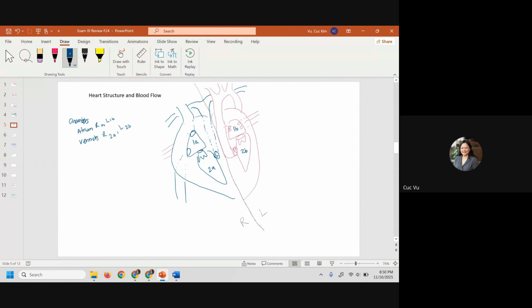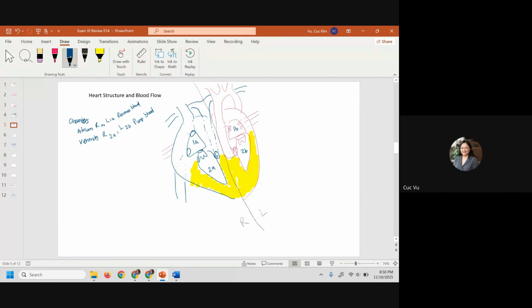The atriums are responsible for receiving the blood or pumping the blood? Receiving. And the ventricles? Pumping. Because it's pumping the blood, it's got to be more muscular. That's why you notice that this area right here is all muscle. So the ventricles tend to be a little bit smaller because they've got to make space for that muscle to pump the blood.